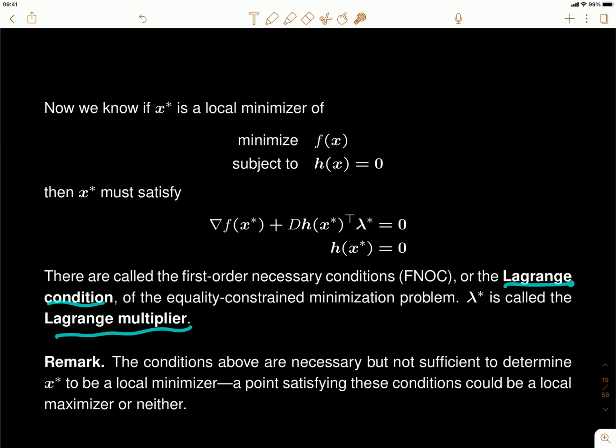This is the most important concept in constrained optimization, or in general optimization. It specifies what necessary conditions a local minimizer x star needs to satisfy. And again, it is only necessary, not sufficient. If x star is a local minimizer, then it must satisfy this condition. But if x star satisfies the condition, it doesn't necessarily mean that x star is a local minimizer. It could be a local maximizer. It could be a saddle point.